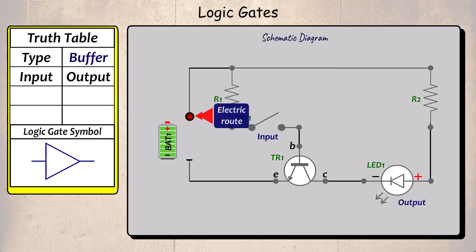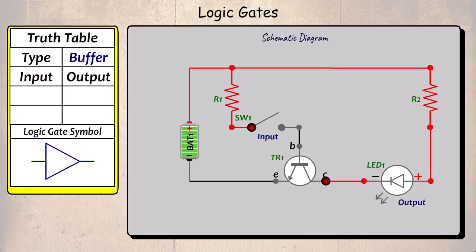We can see here through the simulation that the route ran through R1 and stopped at SW1, the switch, so that it was not able to complete the circuit to the base of TR1. But as there is still connectivity in the circuit, the electric route continued through R2 and LED1, but because TR1 is still off, the circuit cannot be completed and the LED fails to illuminate. Therefore, our truth table should read, with a logic buffer gate, when the input is off or 0, then the output is off or 0.